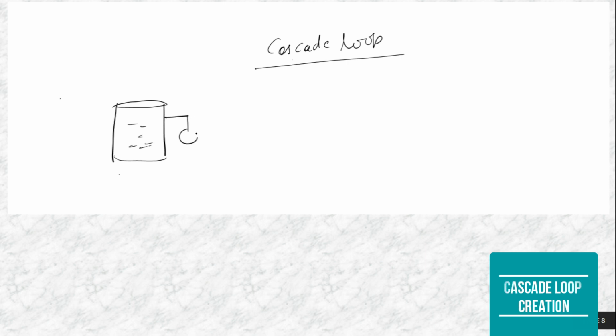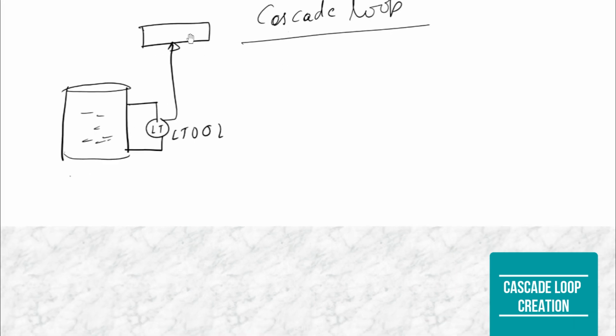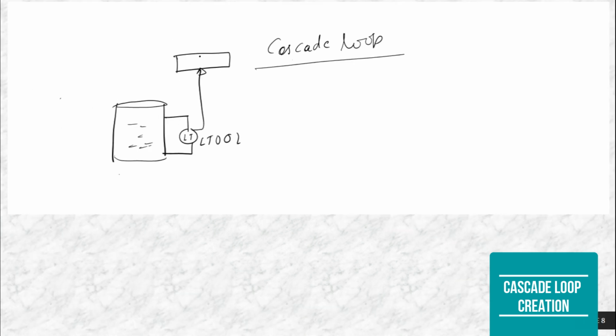We have put one level transmitter here, LT001, and from the LT we take the data to the primary controller. This is the primary controller. From here data will go to the secondary controller. This is the secondary controller.